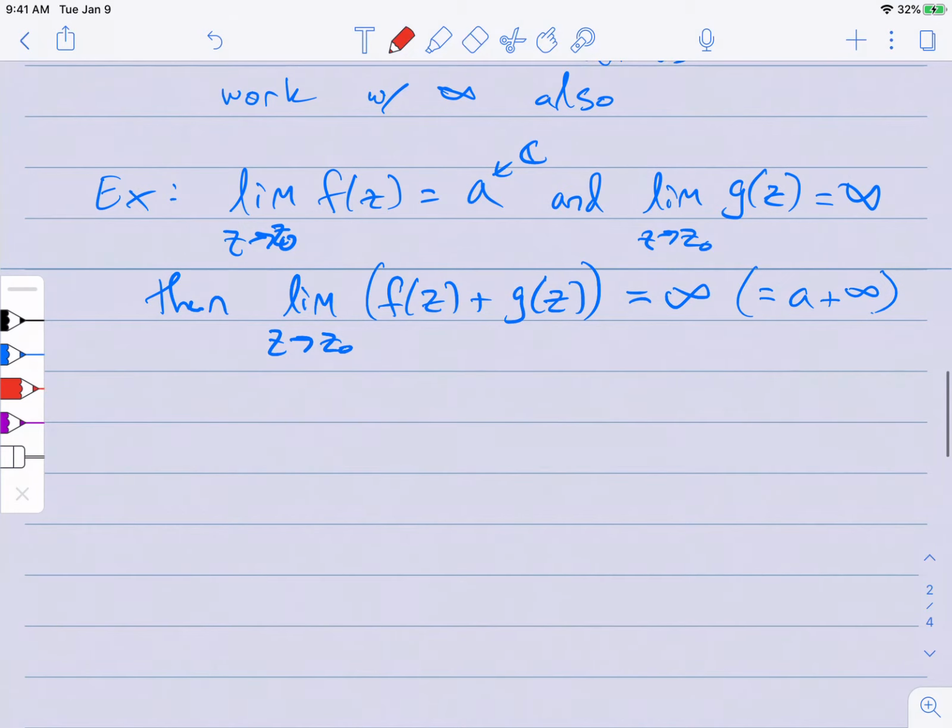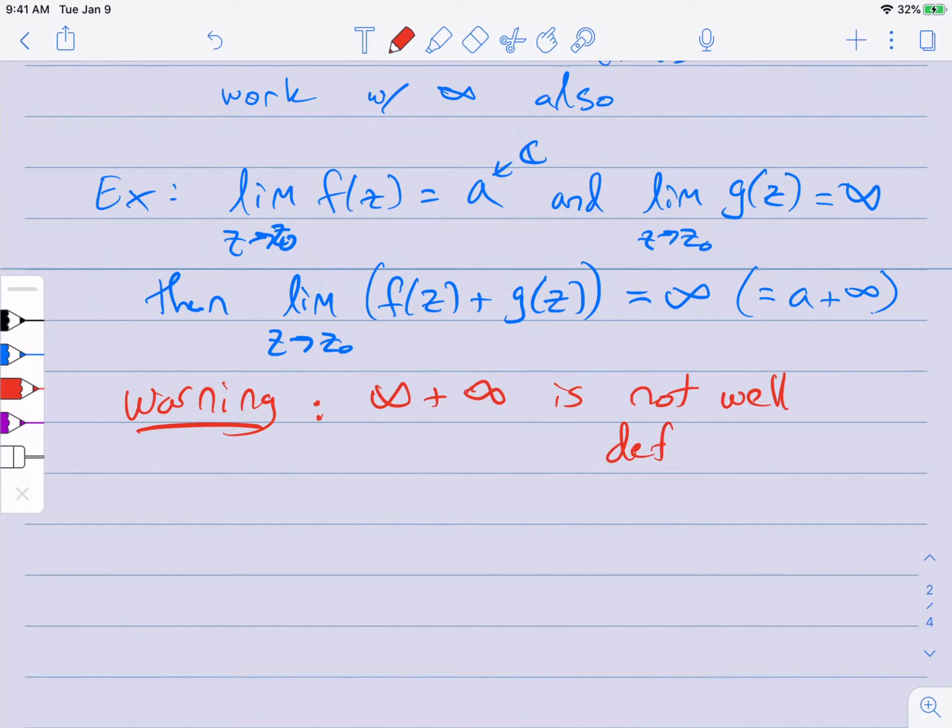One warning is, you might think infinity plus infinity is okay, but it's not. This is not well defined. And what I mean by that is I can have a function f whose limit is infinity, a function g whose limit is infinity, but the limit of the sum of those two functions may not be well defined. And so there's no way to make sense of this. For instance, well, the book has an example.